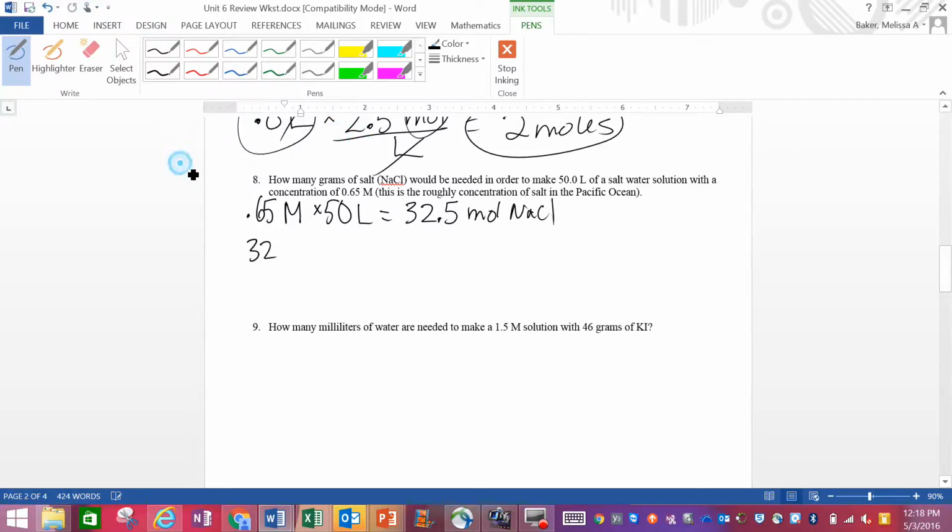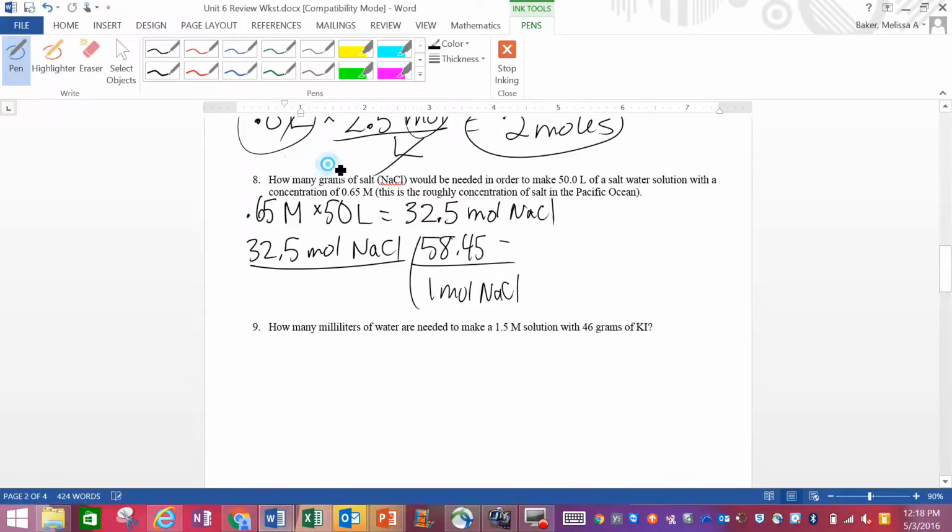Now, I need to figure out how many grams that is. So 32.5 moles of NaCl, 1 mole of NaCl. Go to the periodic table, add up Na plus Cl. It's 58.45 grams. Multiply across the top, it comes out to be 1,899.6 grams of NaCl.